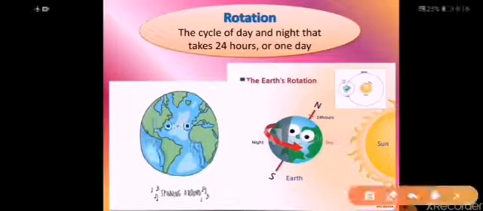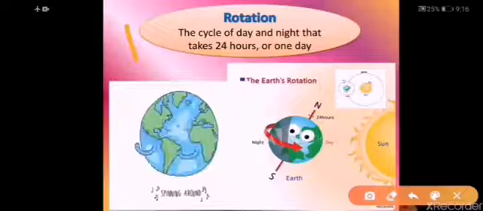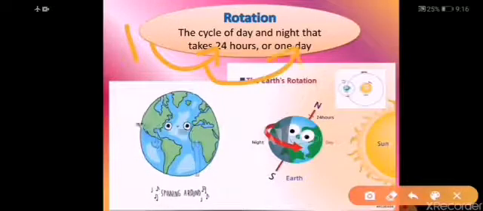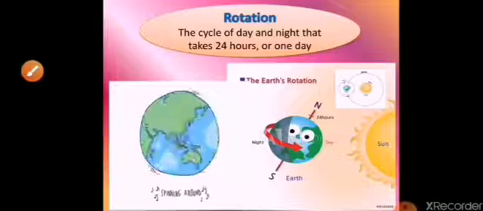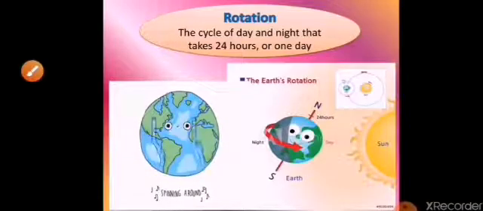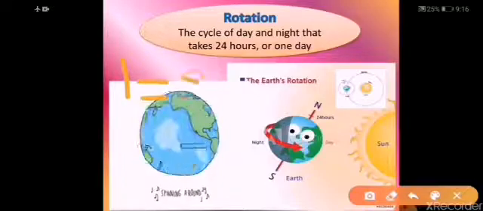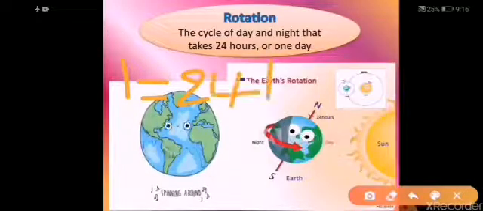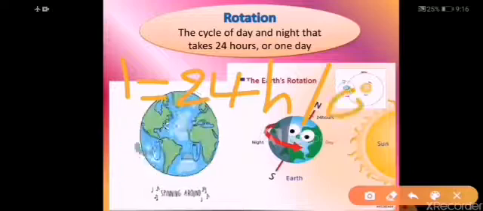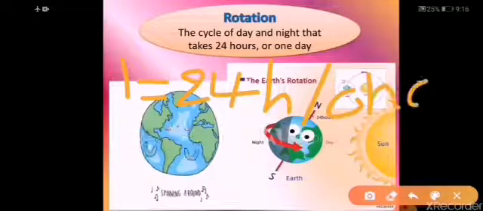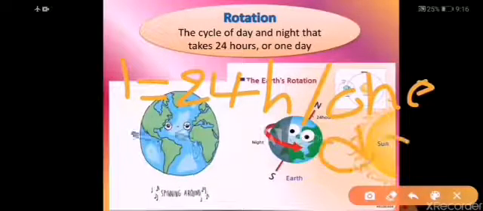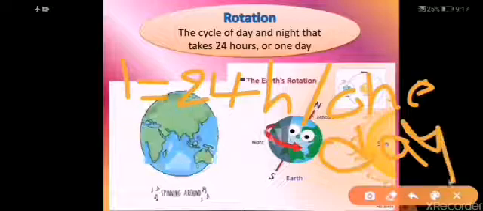And to make just one rotation, it takes 24 hours or 1 day. As we know, in 1 day we have 24 hours. So if the Earth wants to make one rotation, it will take 24 hours or 1 day. Okay?